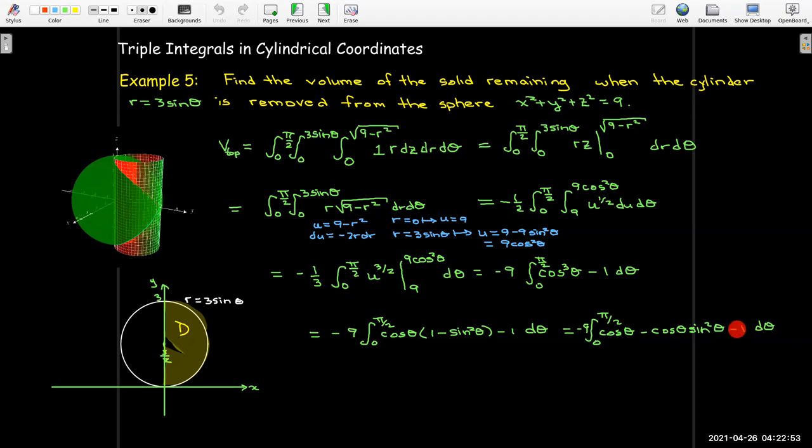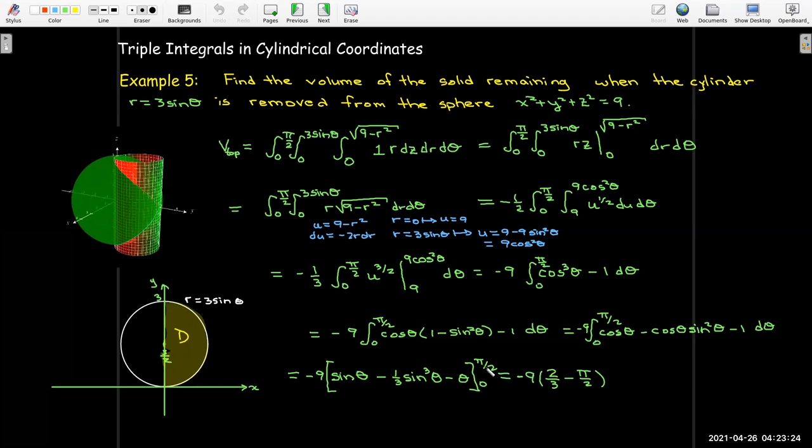Antiderivative of 1 is just theta. And then for cosine theta sine squared theta, I make a u substitution. U would equal sine theta, du is cosine theta d theta. So my antiderivative is going to be sine theta minus 1/3 sine cubed theta after my u substitution, and then minus theta. I'll evaluate that between 0 and pi over 2.